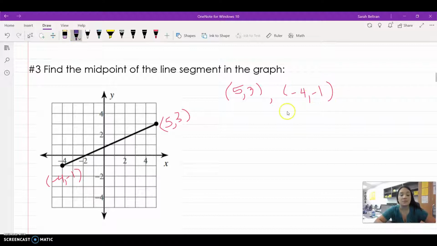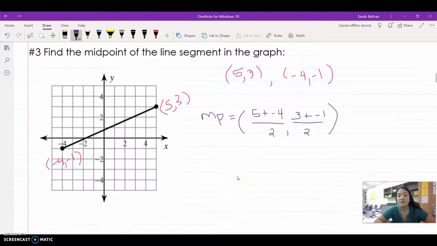All right, so for the midpoint, we should know by now that we need to add our x's together and divide them by 2. So midpoint, we're going to add those x's together. I'll show all my work this time. 5 plus negative 4 divided by 2. All right, and then we've got 3 plus negative 1 divided by 2.